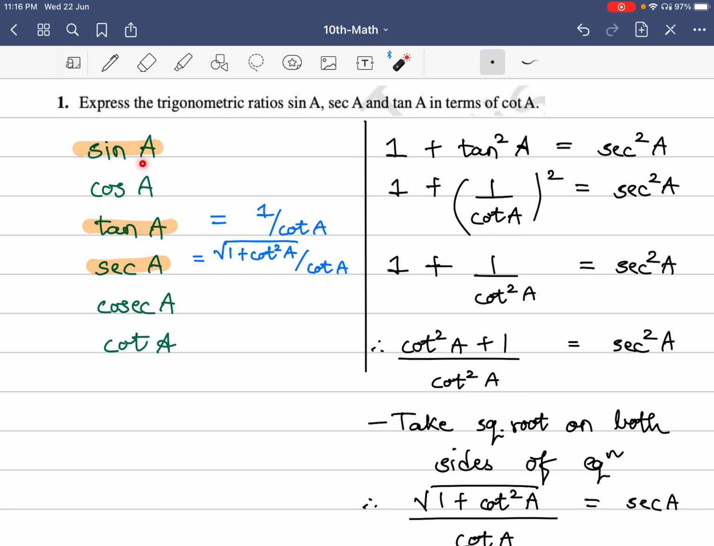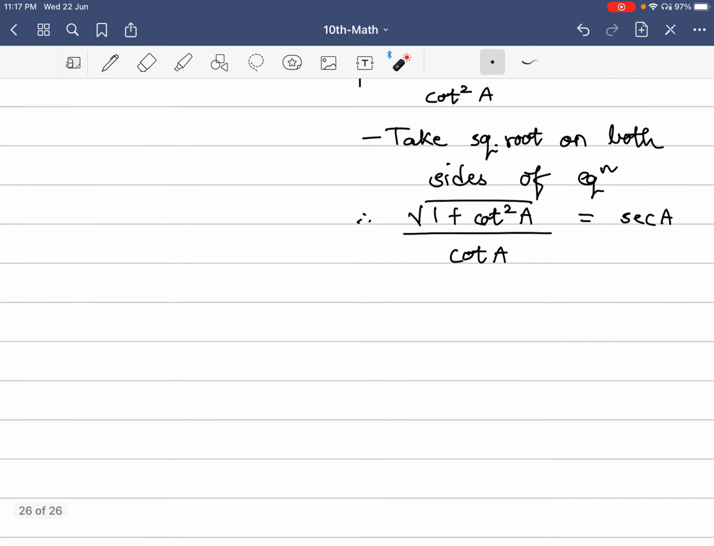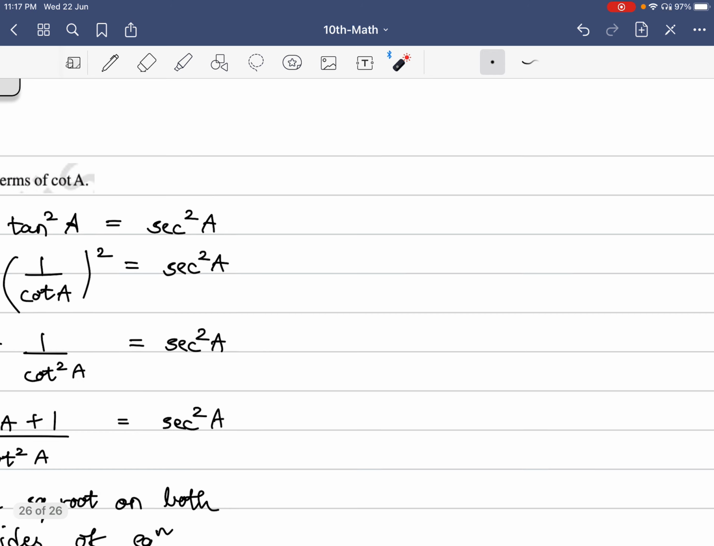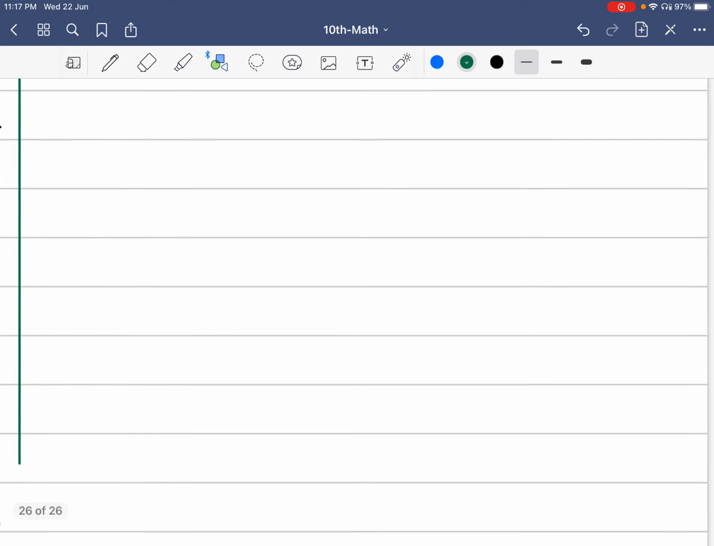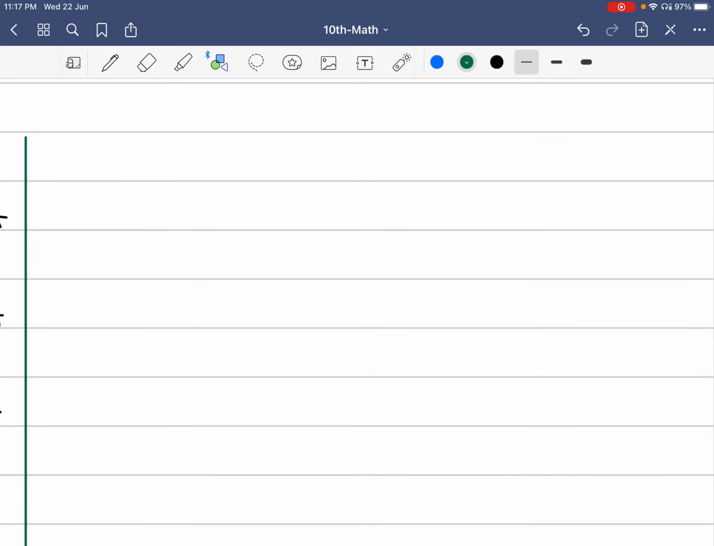Now the third trigonometric ratio is sin A. Now we have to express sin A in terms of cot A. We are going to use another trigonometric identity where we can get sin A in terms of cot A. Let's see how that can be used. Now let me draw a line here. So we have a trigonometric identity: 1 plus cot square A is equal to cosec square A. Now note that cosec square A is nothing but 1 upon sine square A.